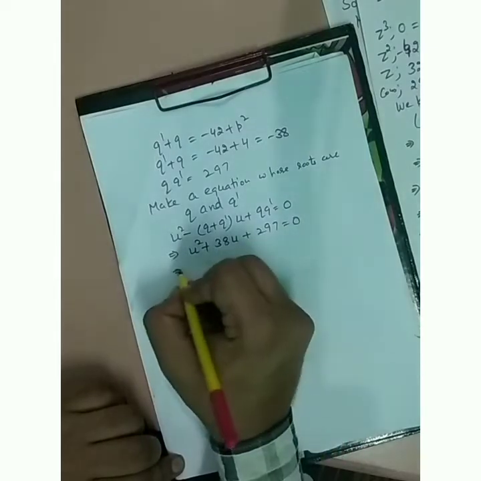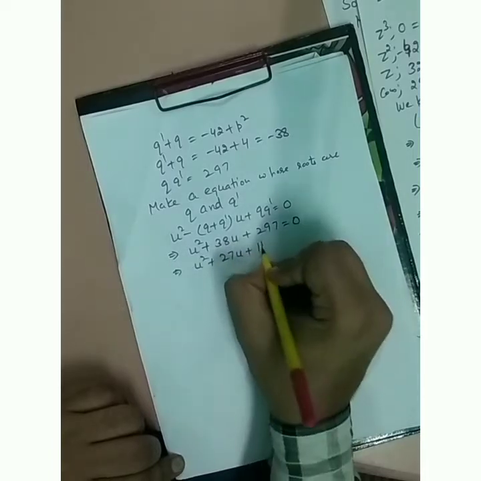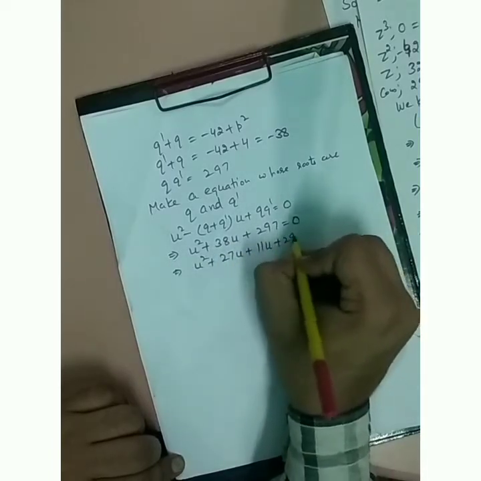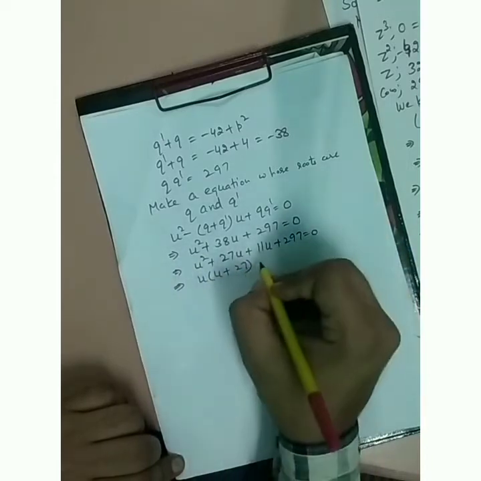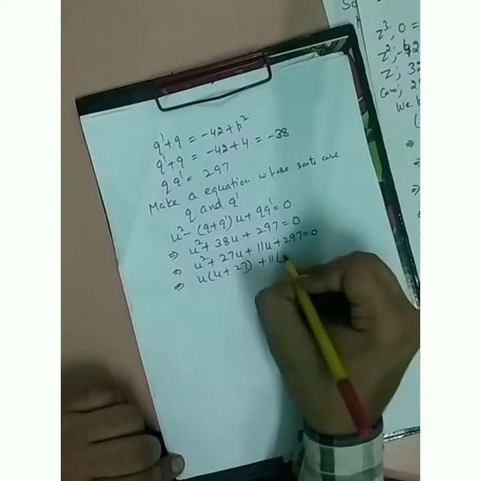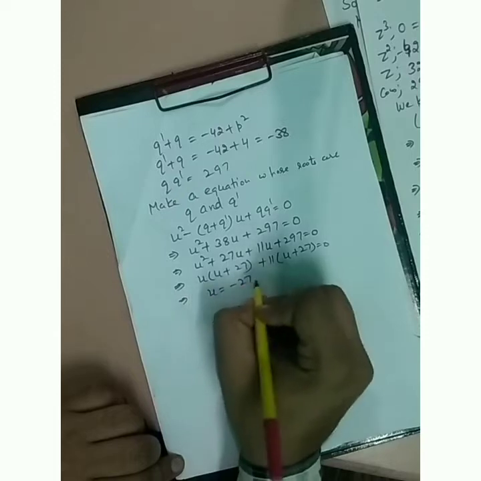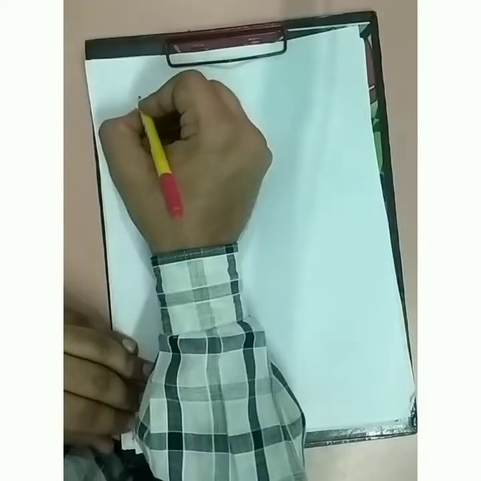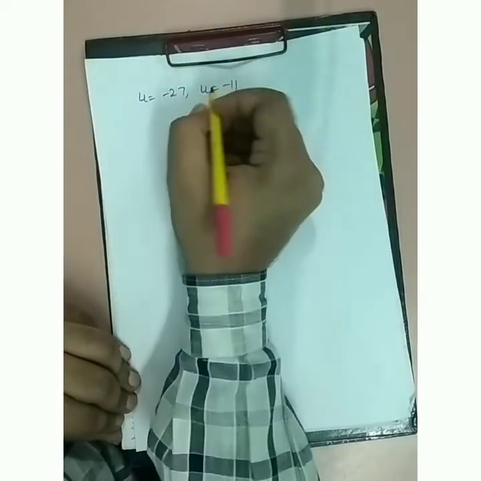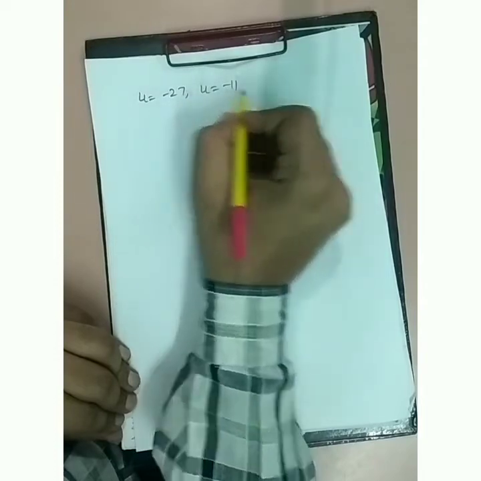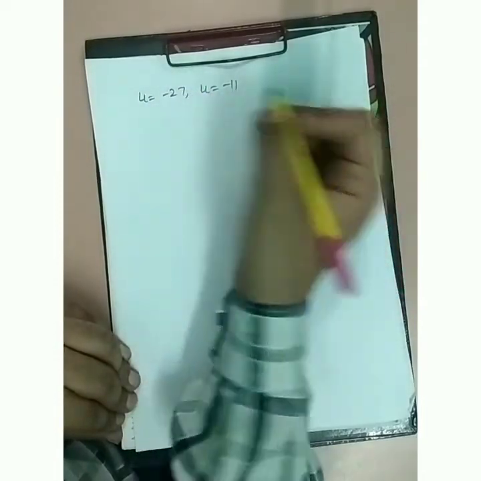We have to factor this equation, that is u² + 27u + 11u + 297 is equal to 0. That means u(u + 27) + 11(u + 27) is equal to 0. This implies u is equal to −27 and u is equal to −11. One value of this is equal to q and one value is equal to q'. How to decide which is q and which is q'?